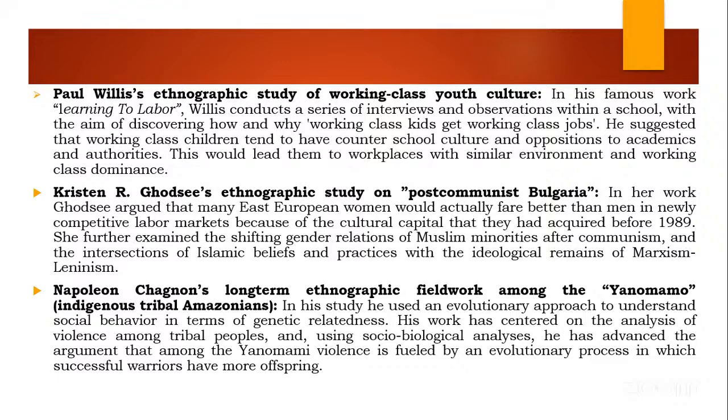So there again, Kristen employed ethnographic research methods in order to study this particular phenomenon and come to inferences regarding that. This is another ethnographic field work which was done among the indigenous tribal Amazonians by Napoleon Chagnon. In his study he used an evolutionary approach to understand social behavior in terms of genetic relatedness. His work centered on the analysis of violence among tribal people, and using socio-biological analysis, he advanced the argument that among the Yanomami violence is fueled by an evolutionary process in which successful warriors have more offspring. So it's a very specific pattern that he observed through his ethnographic field work.